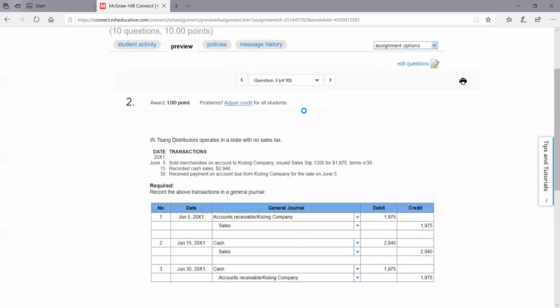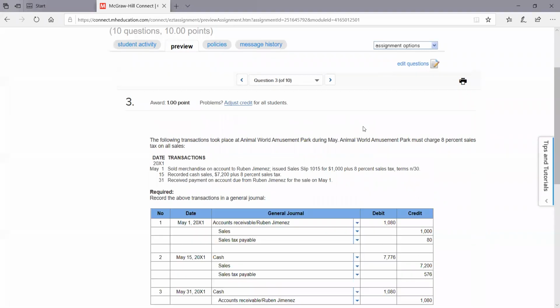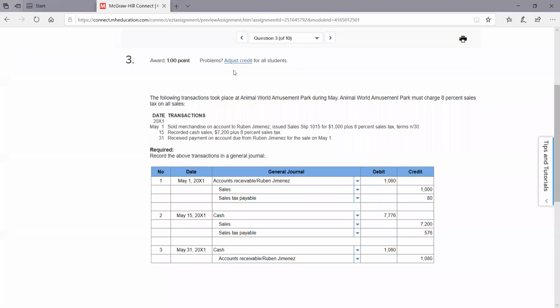Let's look at number 3. Again, more practice, almost identical to the other one, except on this one, note we're going to have 8% sales tax. You know, in a lot of states you have to collect sales tax. So in the first one, we sold merchandise on account. It's $1,000 plus 8%, so that's going to be $80. 8% times 1,000. It's a payable. They haven't paid us yet, so we're going to put all that to accounts receivable. So you debit accounts receivable for both the sale and the tax.